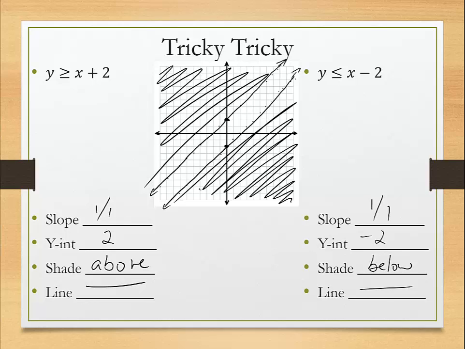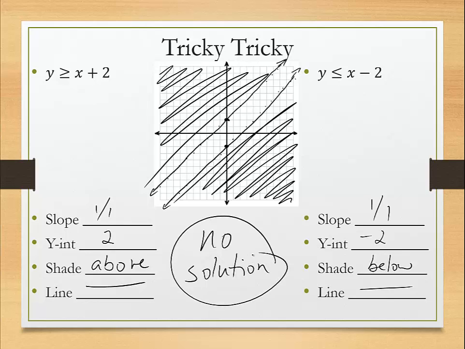Now, like I said before, the solution area is the double shaded area. Now, since there is not a double shaded area because they're parallel lines and they're shaded opposite directions, that means there is no solution. Tricky. Not really, but yeah. Next, last one.